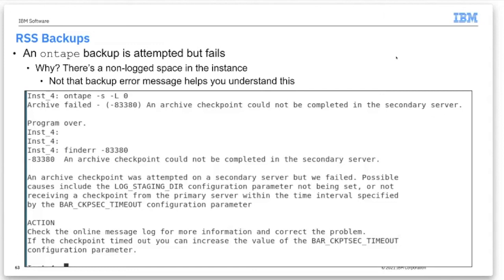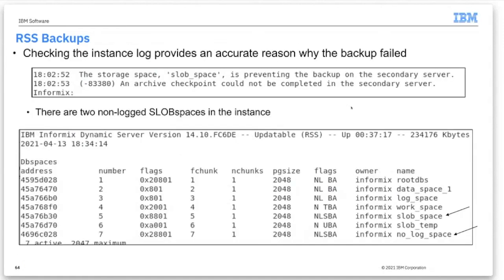I have this -803380, which says a checkpoint couldn't be completed. This doesn't give me any information. It doesn't help me understand what's going on. So what you need to do is look at the instance log itself, and you get an intuitive message which helps you solve the problem.